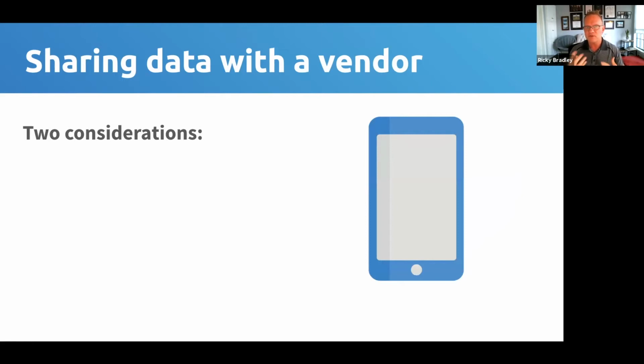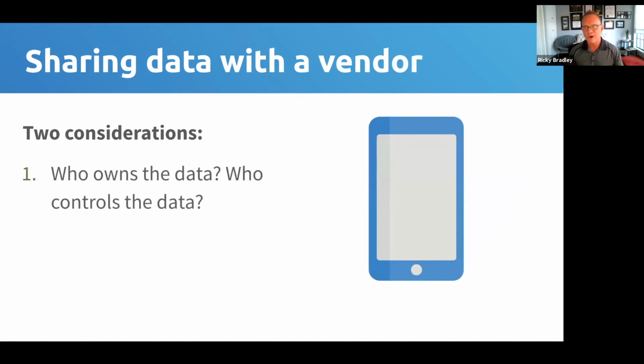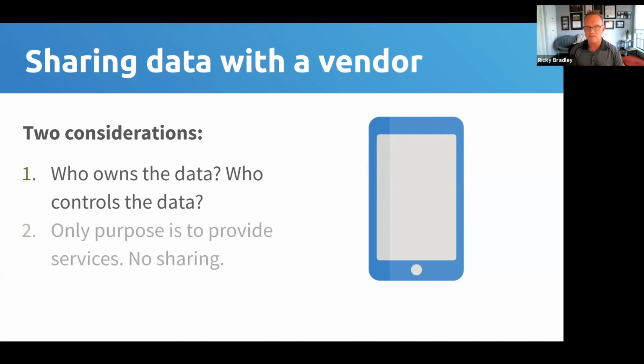There are always two hurdles that they have to clear. First, we have to know who owns the data and who controls the data. We should have full control because it is our data. We're using their service to provide a service to our volunteers, but it's our data. We should have control. We should be able to export, delete, all those things. And the other thing they have to overcome is that the only purpose is to provide a service to us, so they can't share the data with anyone else.